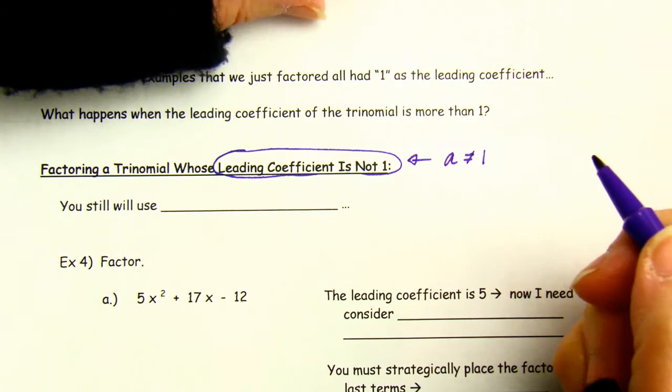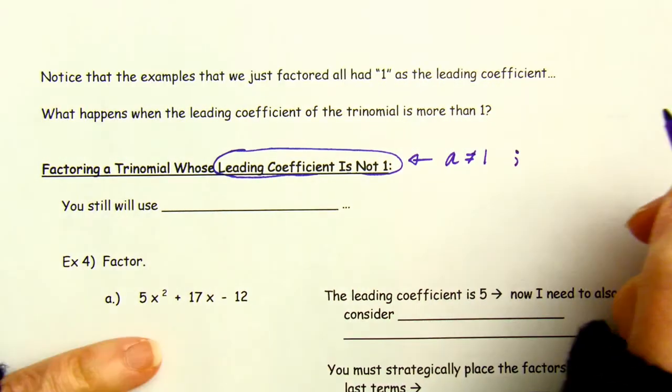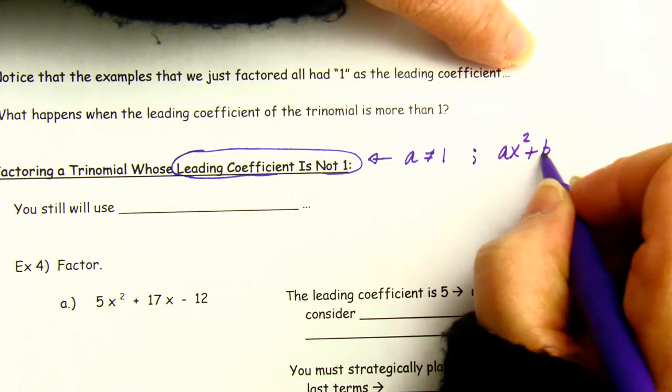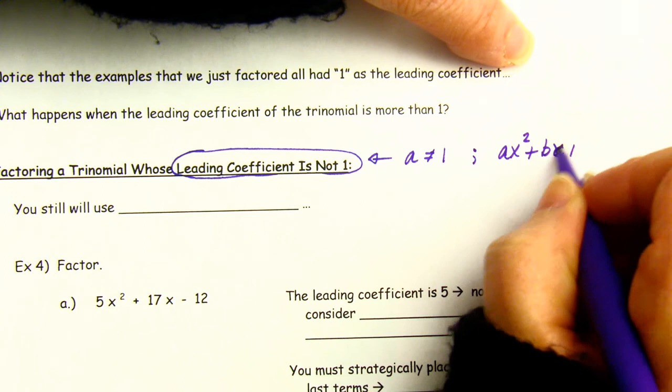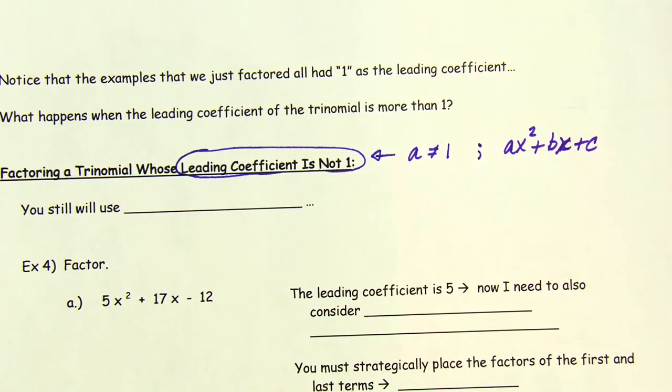And if you remember, the standard form is ax squared plus bx plus c. All right? So if you notice, a is the leader. And so these examples are going to have a leading coefficient that's bigger than 1. This is page 4 of the factoring note sheet. And this is all that we're going to do in this video, these 3 examples.